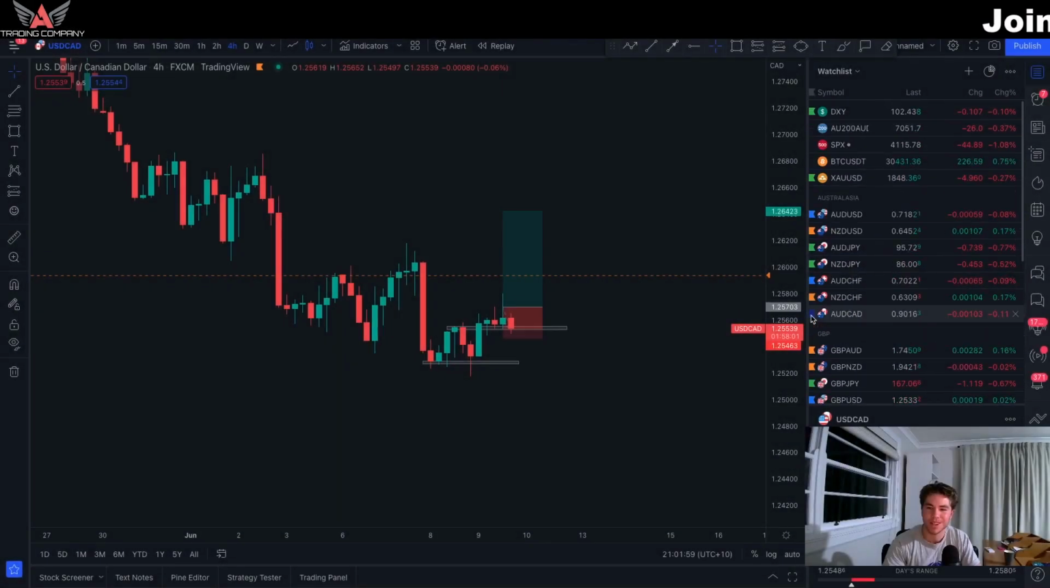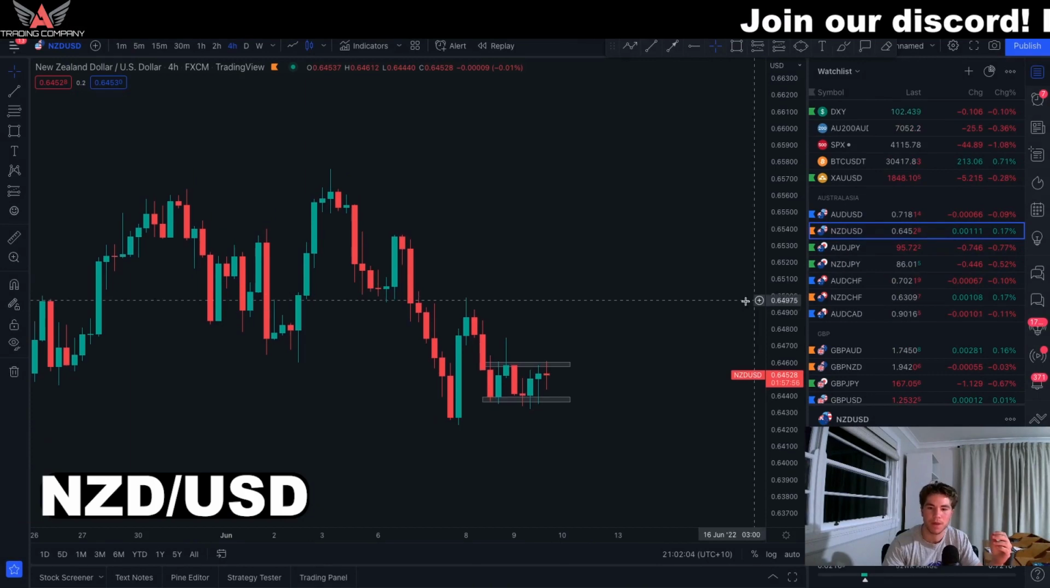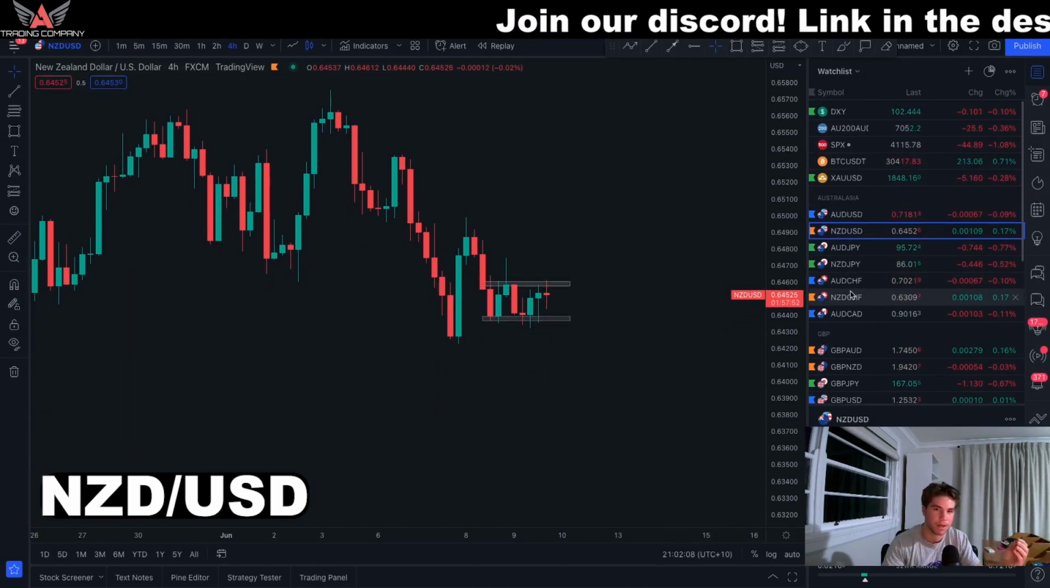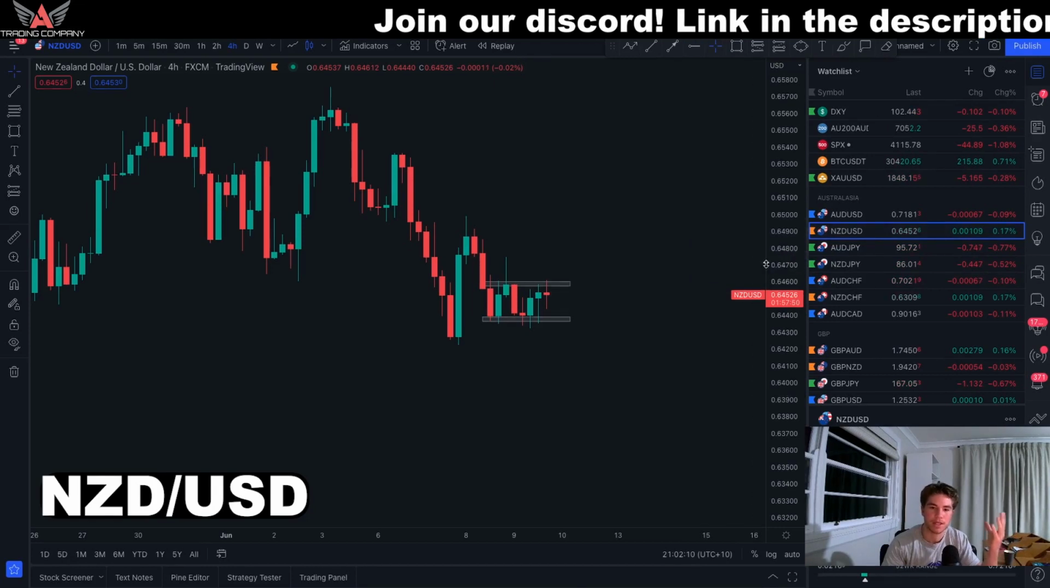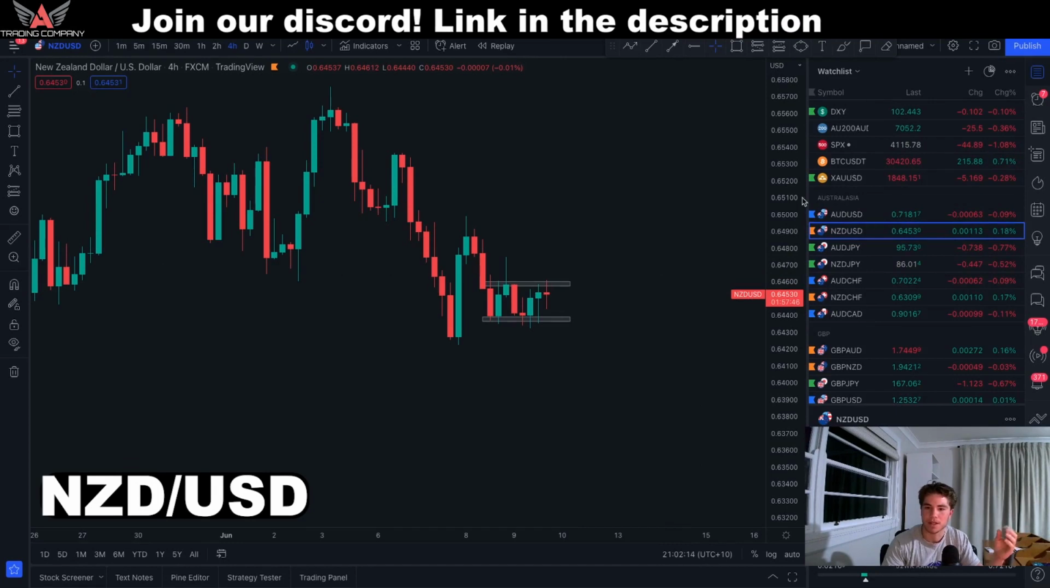Okay, so let's get started on the video. We'll start with New Zealand dollar, US dollar. The ones I have here in orange are the ones I'll go through. That's just because they are the ones that are actually setting up. The rest for me are just ranging, and there's not a whole lot going on.